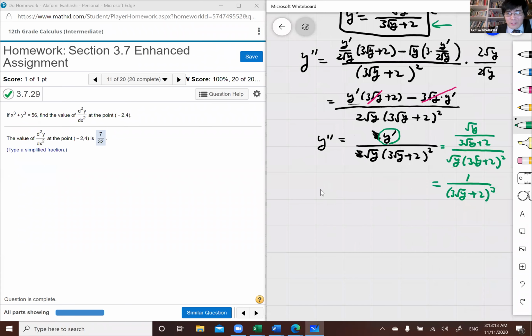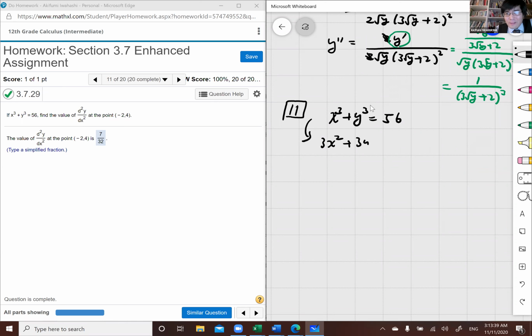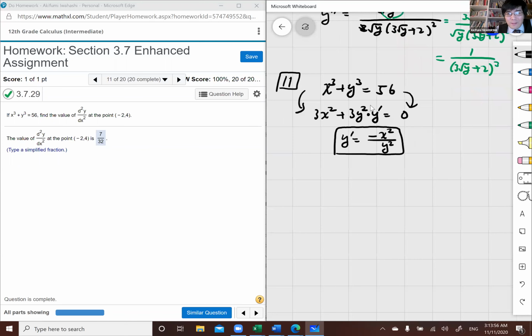Let's differentiate first. You want to get 3x squared plus 3y squared times y dash by the chain rule is equal to 0. Differentiation of 56 is 0. So y dash is equal to minus x squared over y squared. So that's one part. Good. Now let's find y double dash.